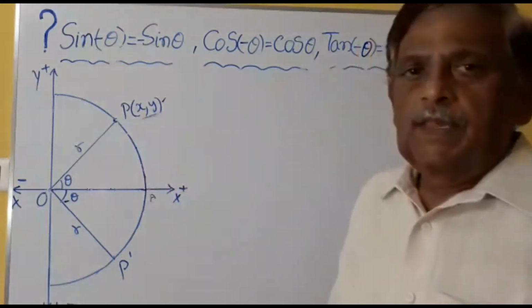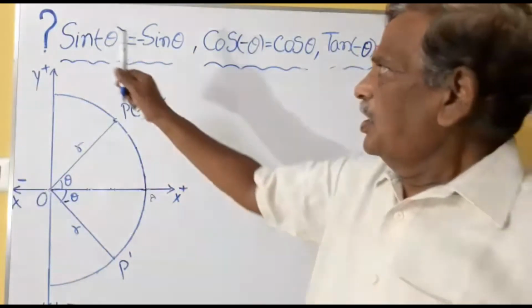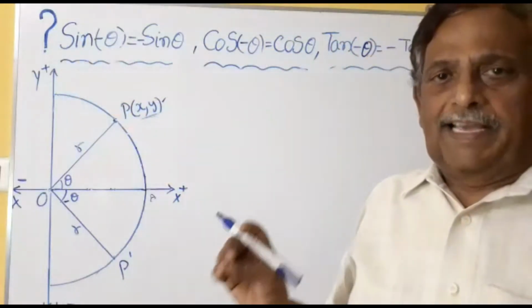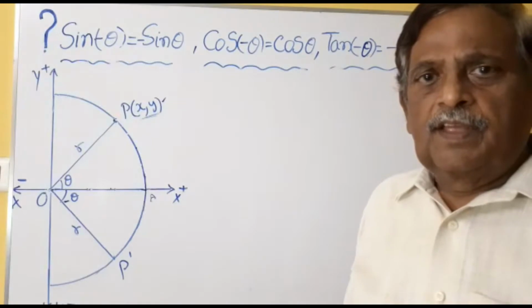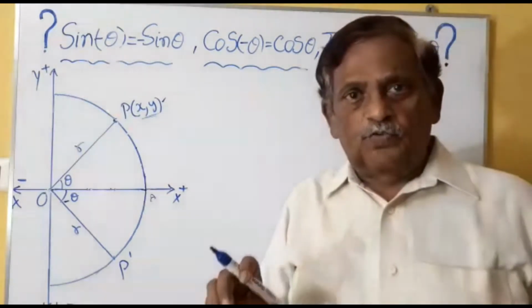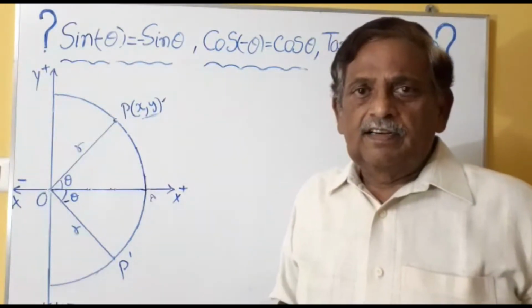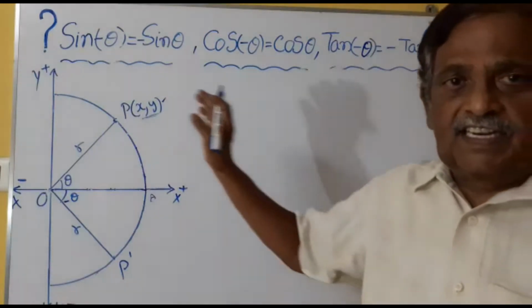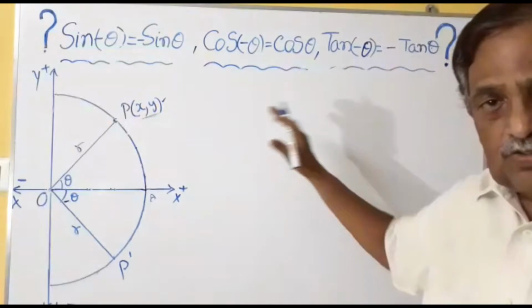Today I am going to explain why sin minus theta equal to minus sin theta, cos minus theta equal to cos theta, tan minus theta equal to minus tan theta, and for the remaining trigonometrical ratios also.